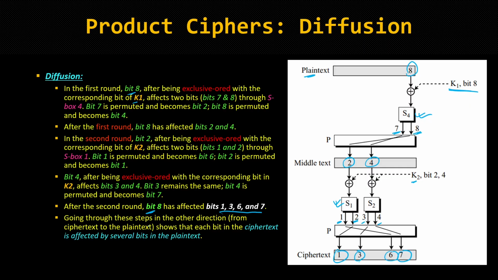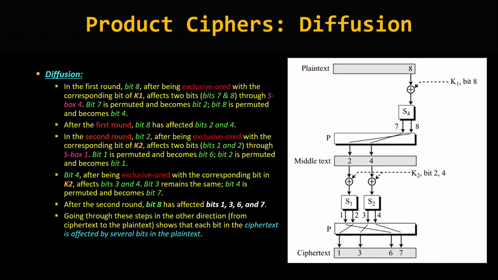Going through these steps in the other direction, from ciphertext to plaintext, shows us that each bit in the ciphertext is affected by several bits in the plaintext, which tells us that the relationship between the ciphertext and the plaintext is strong. This is how the product cipher maintains diffusion, as the key idea of diffusion is to hide the relationship between plaintext and ciphertext. Changing this plaintext will affect the ciphertext bits 1, 3, 6 and 7. That is how the diffusion property is maintained.